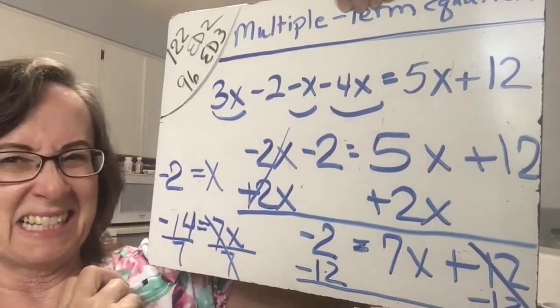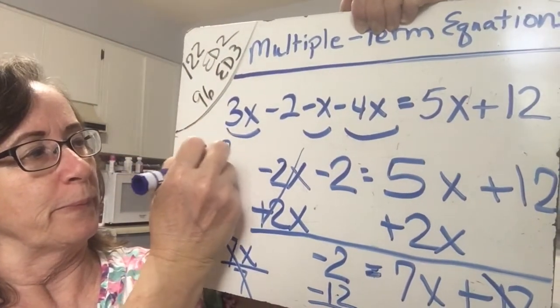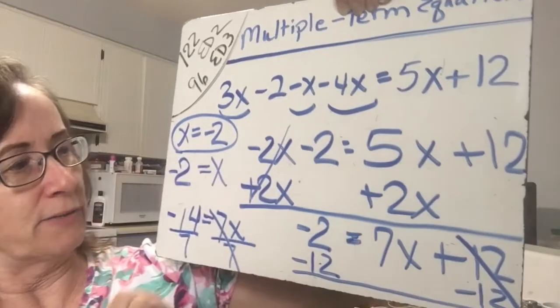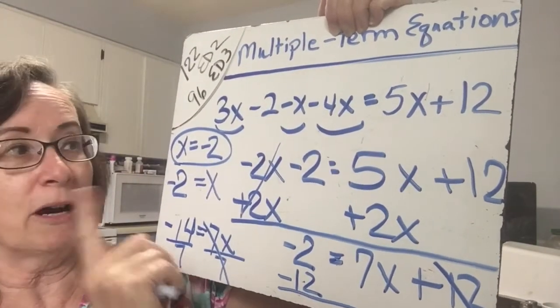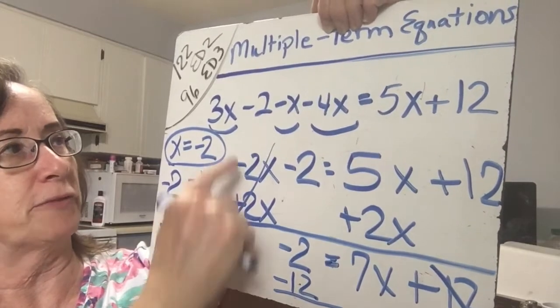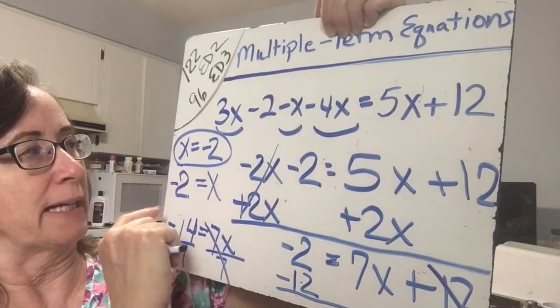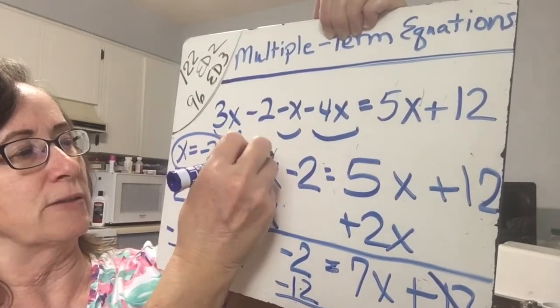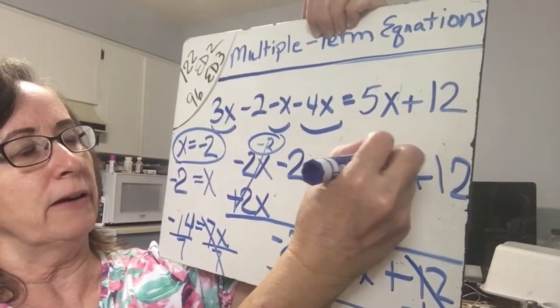So I don't like to see my x on the right, so I just turn it around. X is negative 2. So we could go back up in the front and check it, or we could say, let's be really careful and make sure that this one is correct. And let's plug it in there. So x is negative 2 goes here, and x is negative 2 goes here.